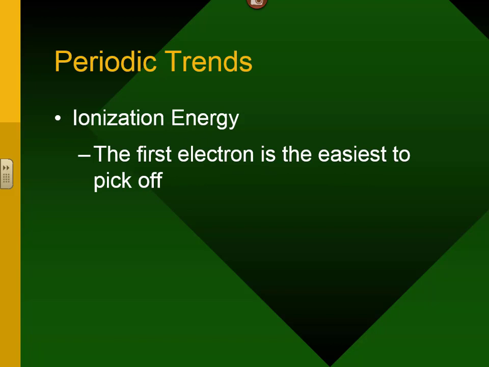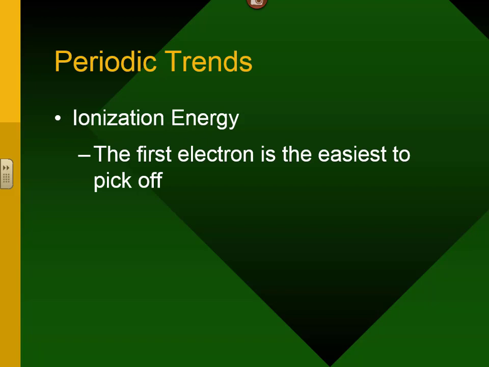When you're talking about ionization energy, the amount of energy that it takes to remove an electron changes depending on how many electrons you are removing. The first electron is the easiest to remove. Again, that has to do with the pull or the attraction between the nucleus and the electrons, because if you just take one electron away, you're not changing the strength of that attraction very much.